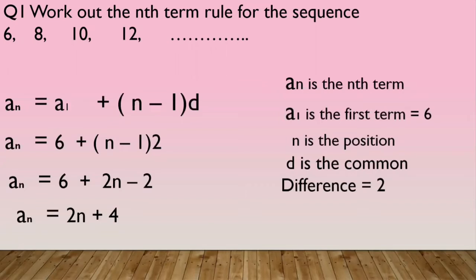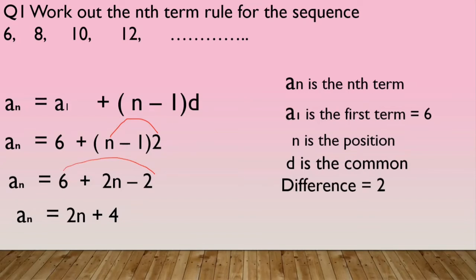What we have done here is simply open the bracket, children. 2 into n, you got 2n, and 2 into minus 1, you got minus 2. And 6 minus 2 is 4. So that is how you got 2n plus 4. Same we did when I was explaining how the common difference was there. So did you understand how to find the nth term with the help of the formula?